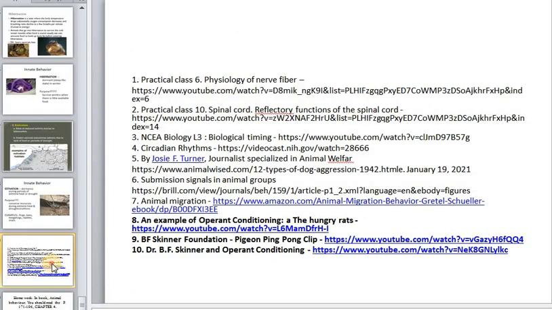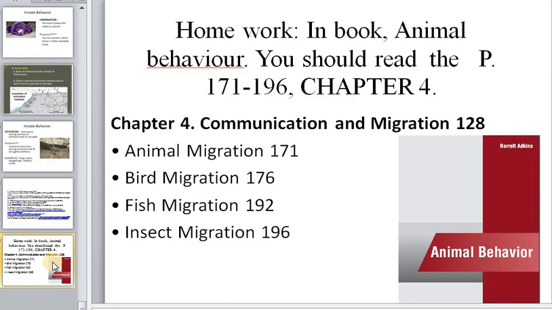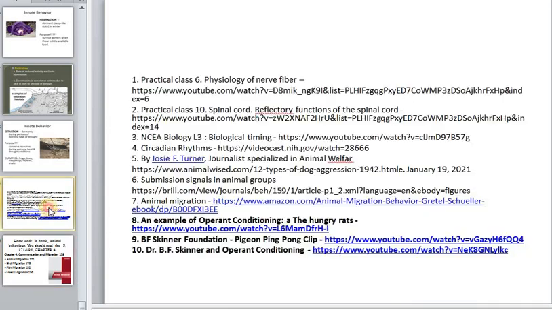And here is your homework in the book, Animal Behavior. You should read the pages in chapter 4 about animal migration, bird migration, fish migration, and even insect migration. And here I will leave the links to our physiology classes, and some about circadian rhythms, animal migration, and operant conditioning.